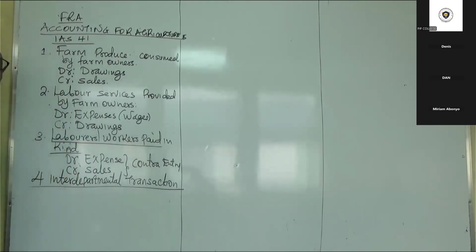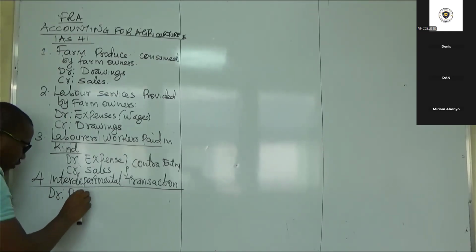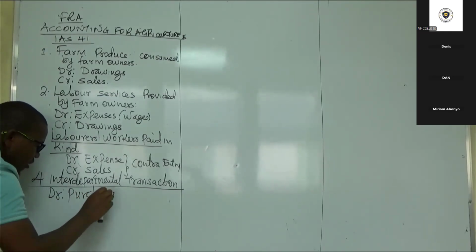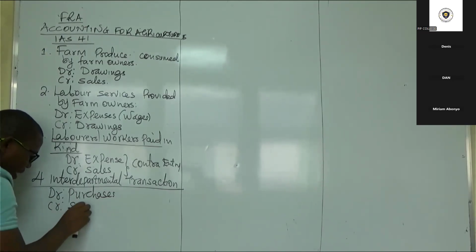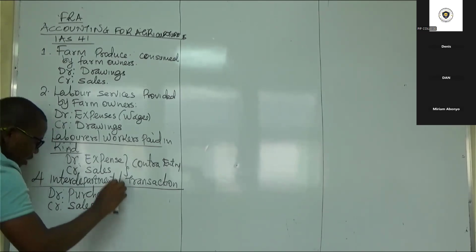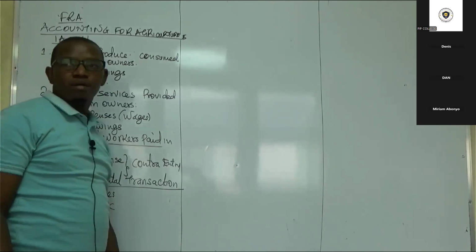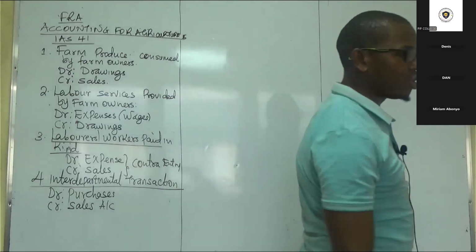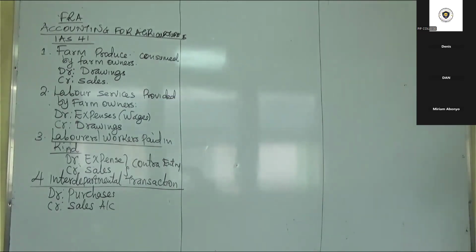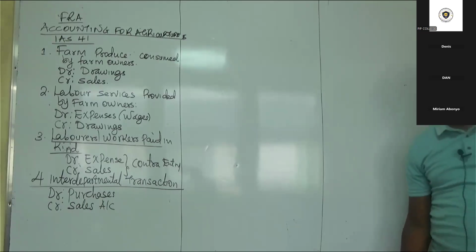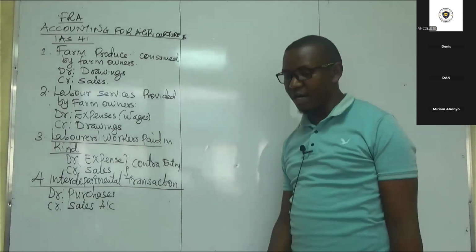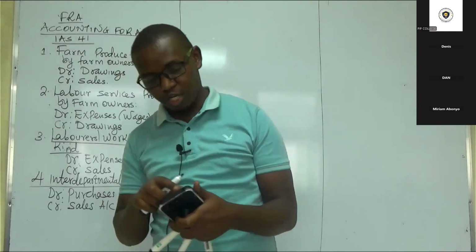So if one is giving the other, it means he is selling to him, and the other one has a purchase. So meaning that here you will be debiting the purchases account, then you credit the sales account. You debit the purchases. One is buying, and the other one is selling. And those are the specialized transactions of accounting for agricultural activities. You can note this down there.